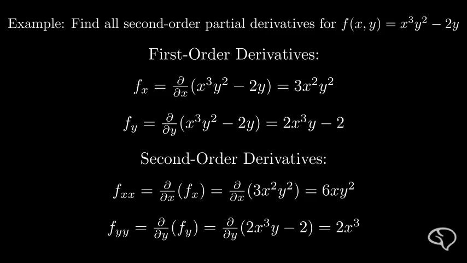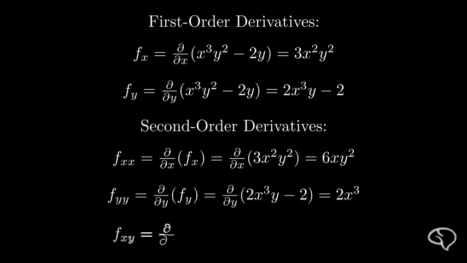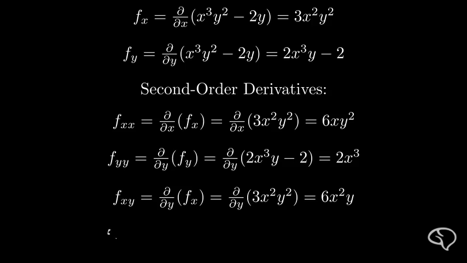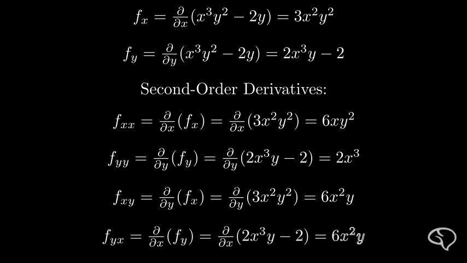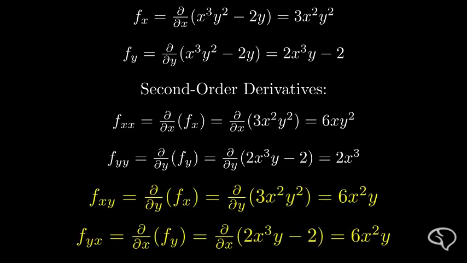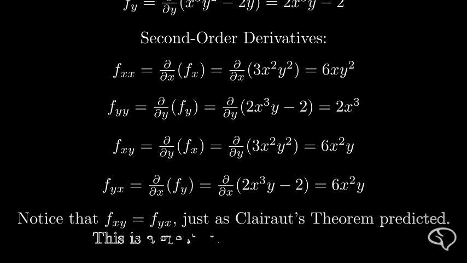Now for the mixed partials. Let's find f sub xy. We differentiate f sub x with respect to y. The derivative of 3x squared y squared with respect to y is 6x squared y. And finally, f sub yx. We differentiate f sub y with respect to x. The derivative of 2x cubed y minus 2 with respect to x is 6x squared y. Notice that f sub xy equals f sub yx, just as Clairaut's theorem predicted. This is a great way to check your work.